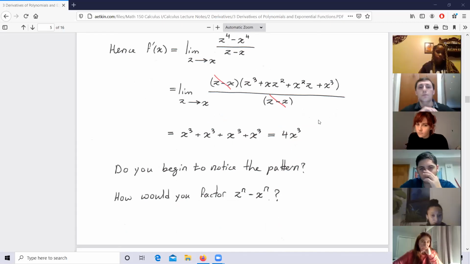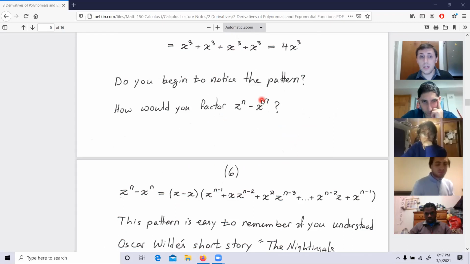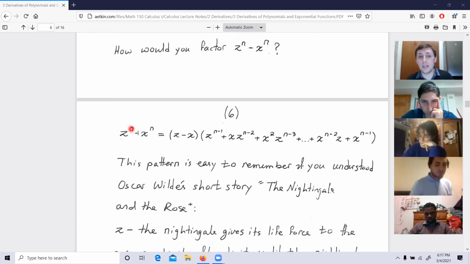We don't want to do it just for the power 3, 4, 5. You know, we get tired with long division. We want to do that once for all positive integer powers. Yes? And how do we carry that calculation? Here we go. We are going to claim that z to the n minus x to the n is z minus x, and in parentheses z to the n minus 1, then x, z to the n minus 2, then x squared, n minus 3, and onwards, right?